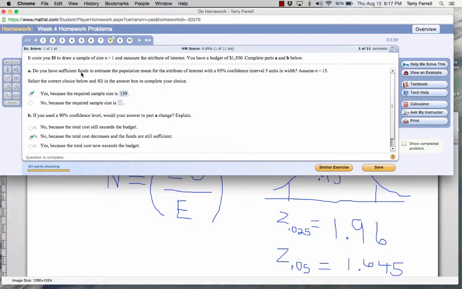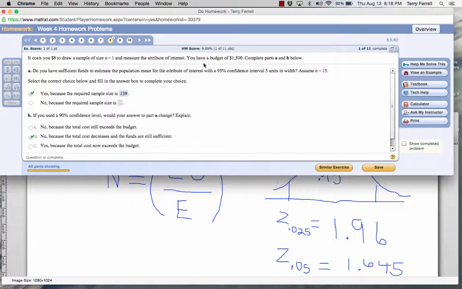Here's the problem. It costs $8 to draw a sample of size n. If your n was 10, it'd be $80 because you multiply 10 times 8. Basically, you want to stay within some type of budget. Your budget is 1500, so I need to know what my n should be. This is called sample size determination.